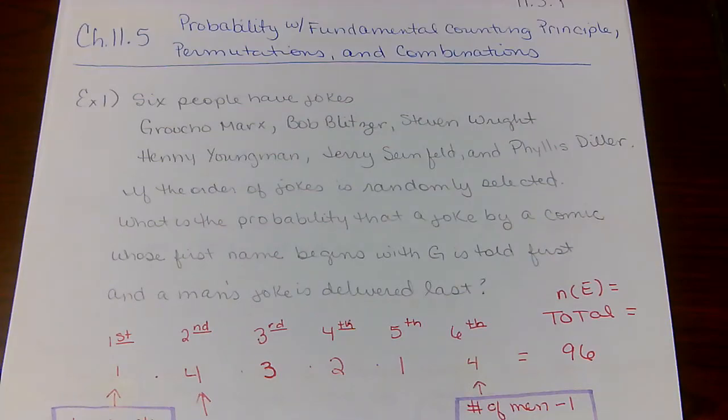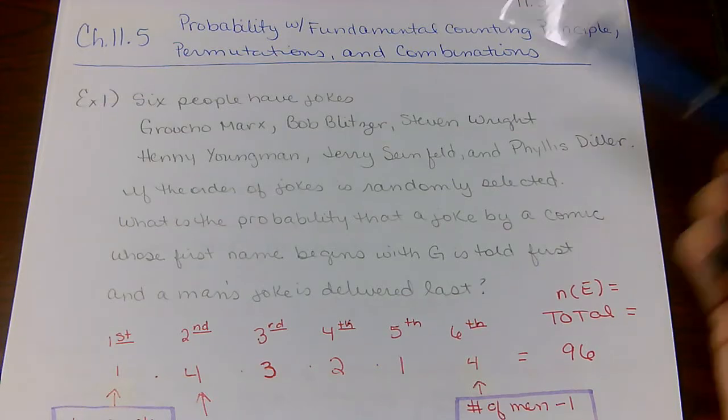In this video, we'll be covering Chapter 11, Section 5. It's going to be the probability with the fundamental counting principle, the permutations, and combination. So this video is going to be covering the different techniques and how to combine them in individual problems that require it. So let's look at an example.